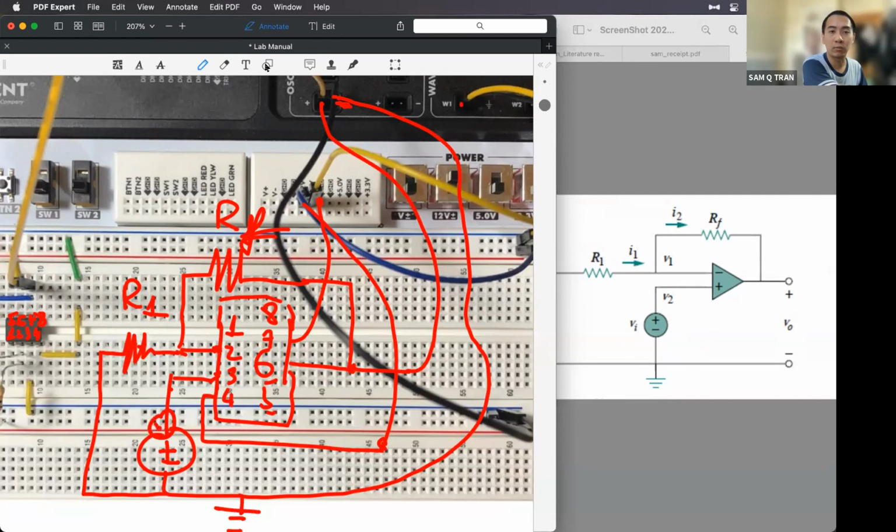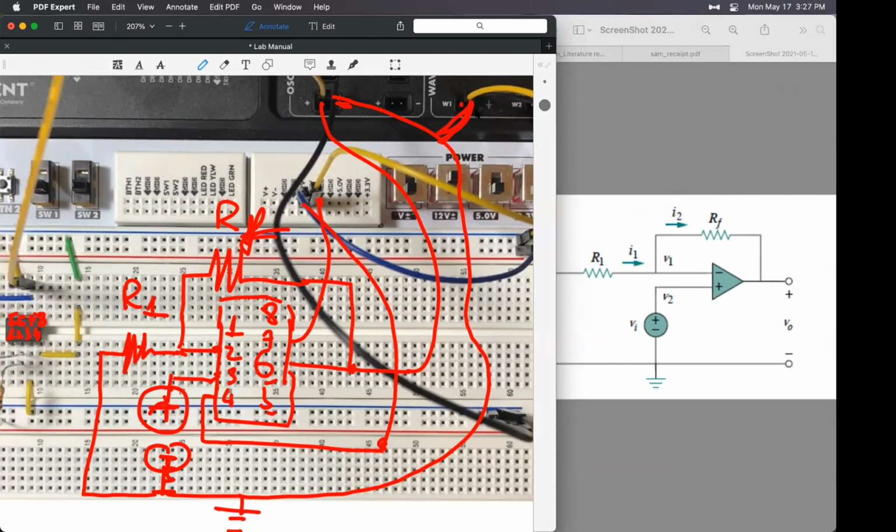So this is the correct representation. Like this: this one goes to the positive side of the wave generator, and then this one goes to the negative side of the wave generator, and this one is the ground part as well. So technically, they share the same node over here. Did I answer your question?